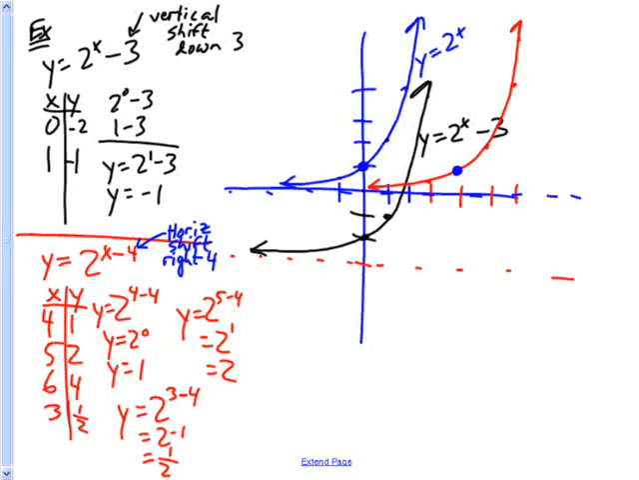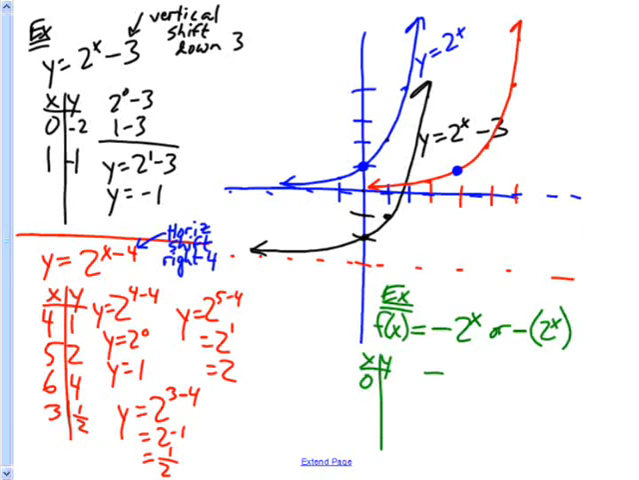Let's think about reflecting this thing about the x-axis. So how about this one? f of x is negative 2 to the x. Sometimes you'll see it written so it's a little more explicit. That's telling us you have to do the 2 to the x before you apply the negative out front. So for example, you plug 0 in, negative 2 to the 0, negative 1. Plug 1 in.